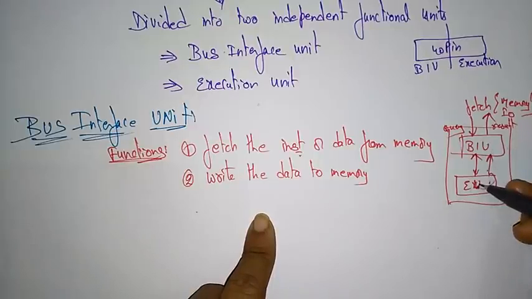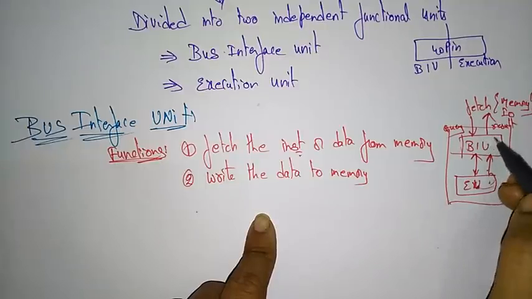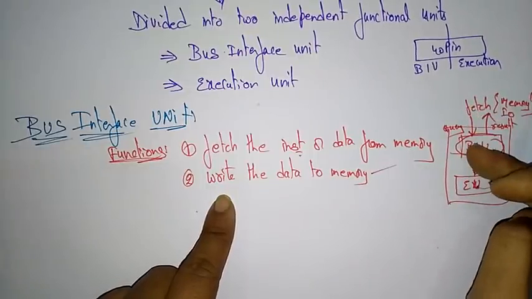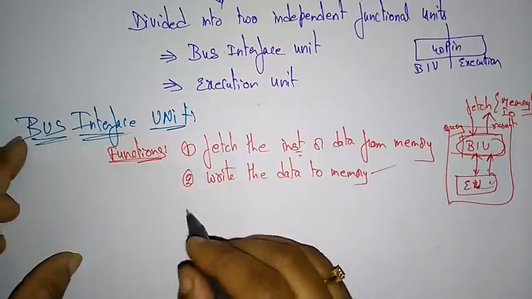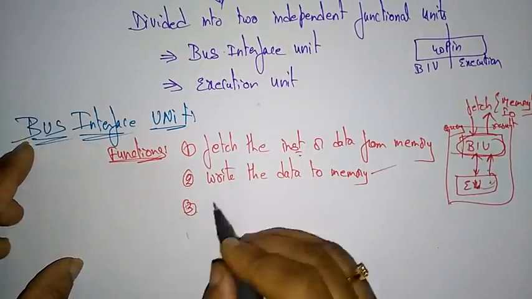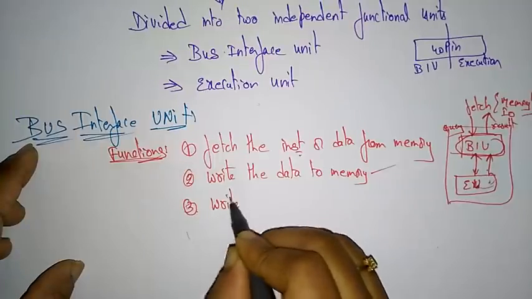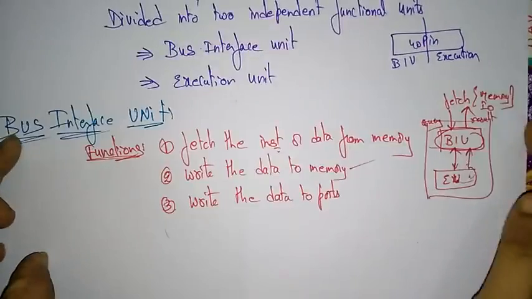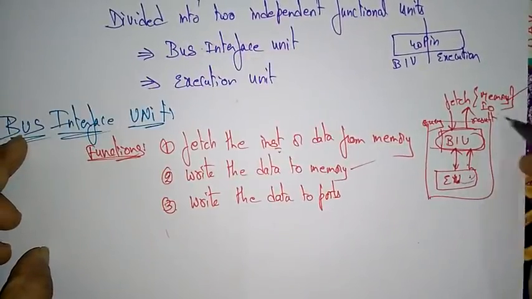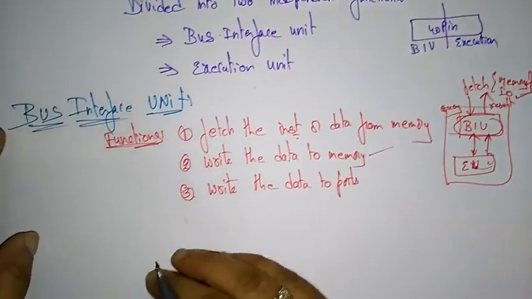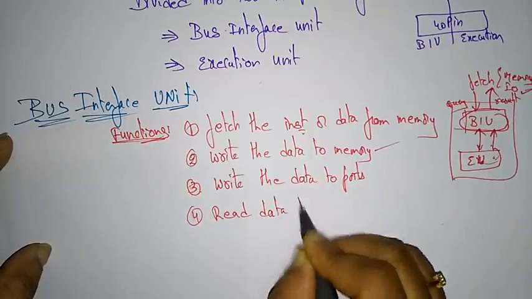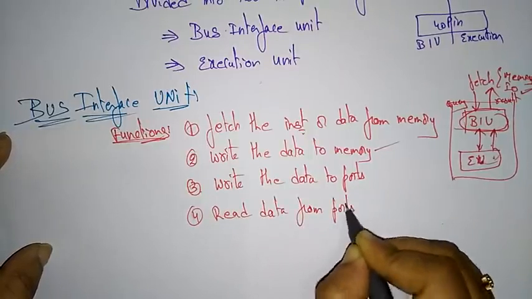After performing the operation, the execution unit will send that information to the bus interface unit. Then the role of the bus interface unit is to write the data to memory. It fetches the data, and at the same time it writes the data to memory. And it also writes the data to ports. Ports are nothing but input output ports. So it is sending the data to memory as well as to the input output ports. And it also reads data from ports.